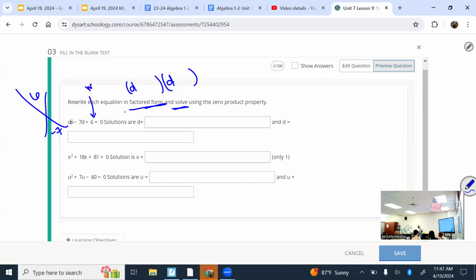You just need two numbers that multiply to this number and add to this number. So however you organize it, this is how I teach everyone: multiply to the top, add to the bottom. So what numbers multiply to 6 but add to -7?